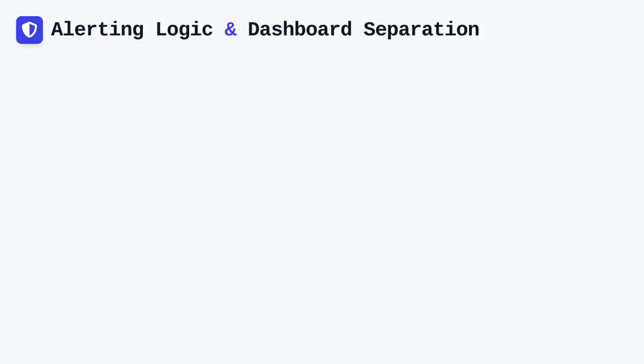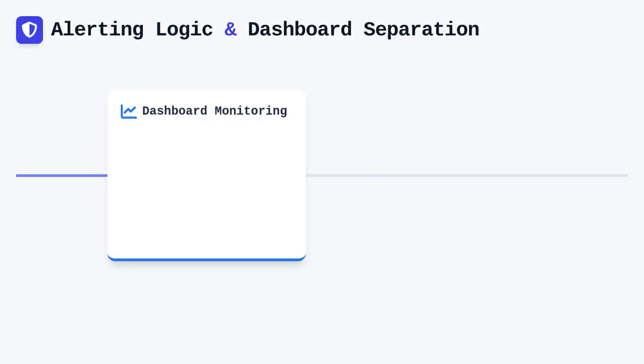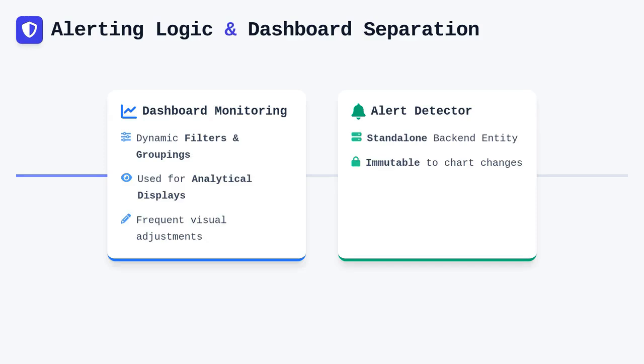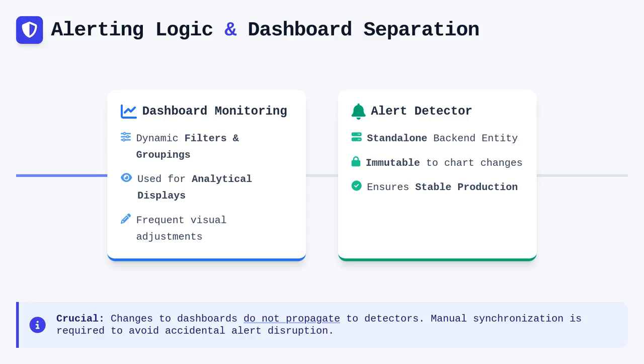One aspect that requires careful attention is the separation between your dashboard monitoring and your alerting logic. After the detector is created, it functions as a standalone entity in the backend, independent of the chart from which it originated. If you decide to modify the filters or groupings on your dashboard later, those changes will not propagate to the detector unless you explicitly synchronize them. This architectural choice is intentional. It protects your critical production alerts from being unintentionally altered by someone who is merely adjusting a chart for a dashboard presentation. Maintaining this clear separation ensures that your alerting system remains stable and predictable, regardless of how your analytical displays evolve over time.